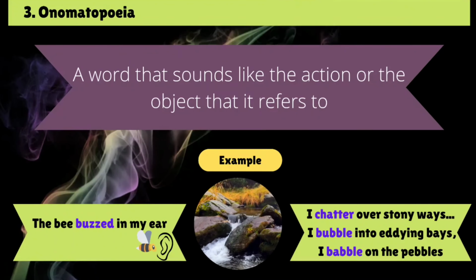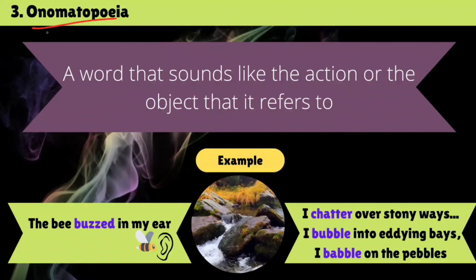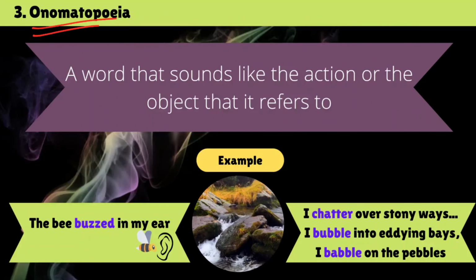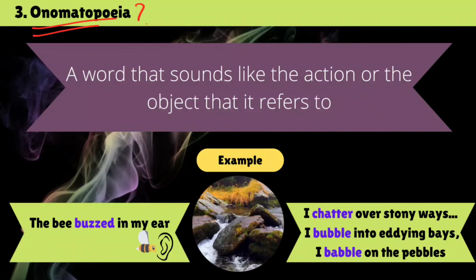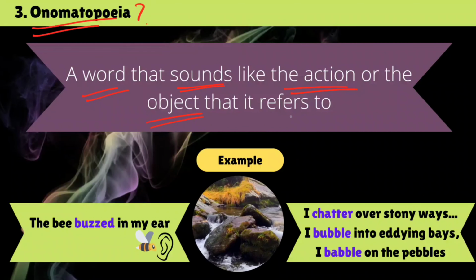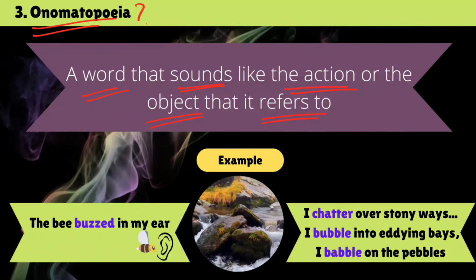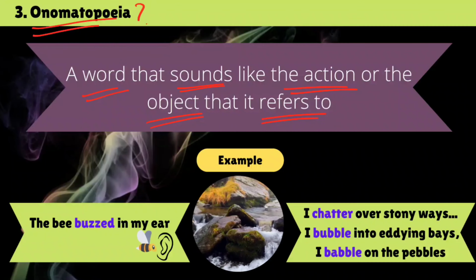And the third poetic device that the poet has used in the poem is onomatopoeia. What is onomatopoeia? Well, it's actually a word that sounds like the action or the object that it refers to, like hiss, buzz, splash, right? So these are actually the examples of onomatopoeia.